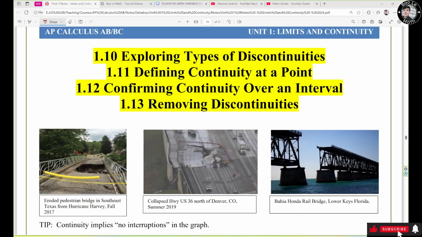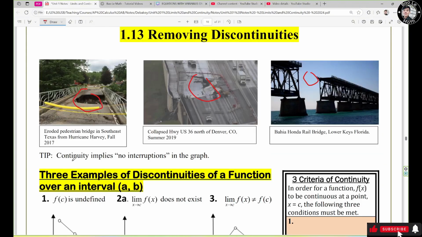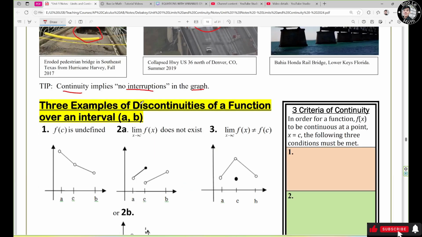Hello everyone, in this video we're going to explore topics 1.10, 1.11, 1.12 and 1.13 about discontinuities. If you look at the picture right here, you see that there's a hole, there's a gap right here. This one is called an interruption or discontinuity. Now, continuity implies no interruption in the graph. Now look at this one right here: 3 examples of discontinuities of a function over interval a and b.